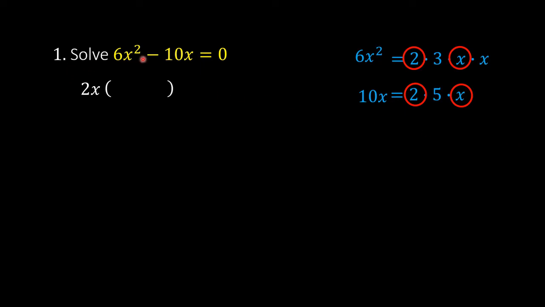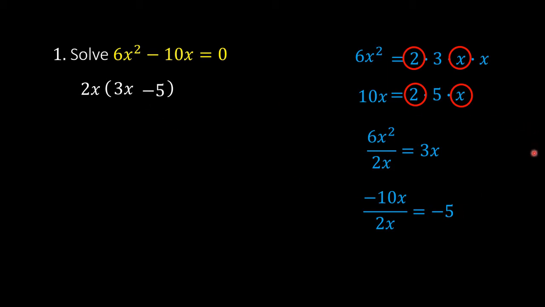And then divide 6x squared by 2x. 6x squared divided by 2x is equal to 3x. So write 3x. And then divide negative 10x by 2x. Negative 10x divided by 2x is equal to negative 5. So write negative 5, is equal to 0. Equate each factor to 0. The first factor is 2x. The second factor is 3x minus 5. So we have 2x is 0 or 3x minus 5 is 0.